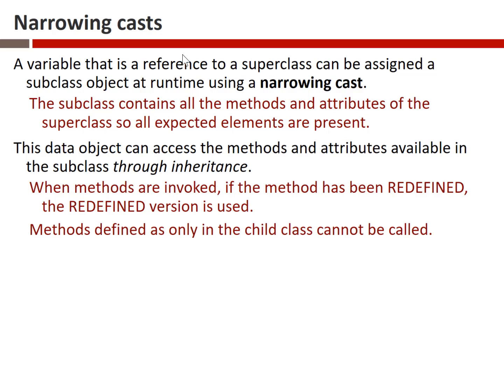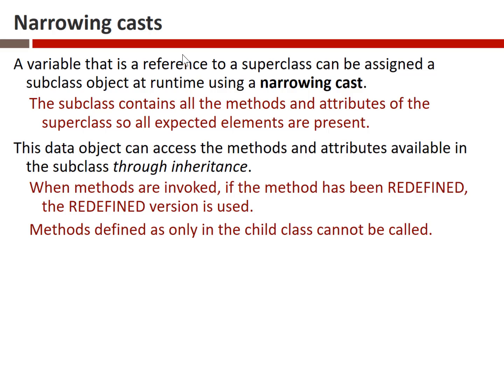Let me throw another couple of rules at you here. If I create a method only in the child class, brand new method, so the parent doesn't have it, but the child does, and I try to call that method, that I can't do, because the parent reference object doesn't know about that method.